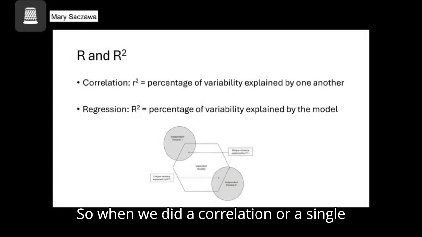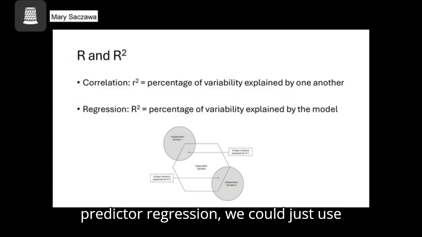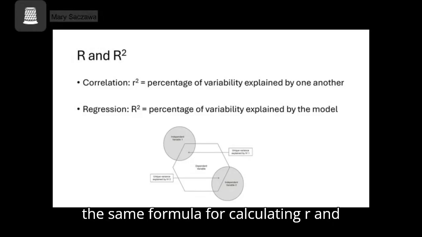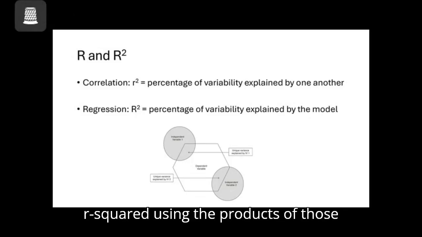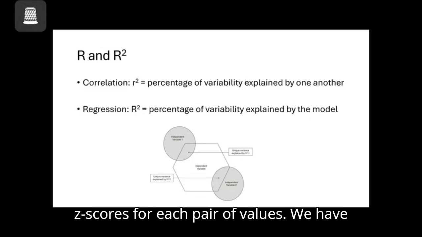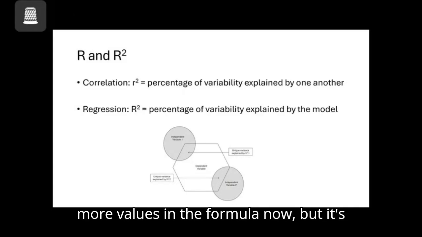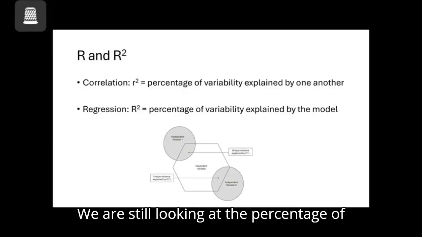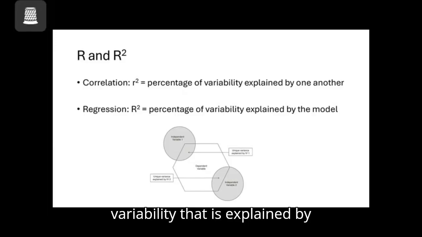So when we did a correlation or a single predictor regression, we could just use the same formula for calculating R and R squared using the products of those z-scores for each pair of values. We have more values in the formula now, but it's still the same basic concept. We are still looking at the percentage of variability that is explained by the model.